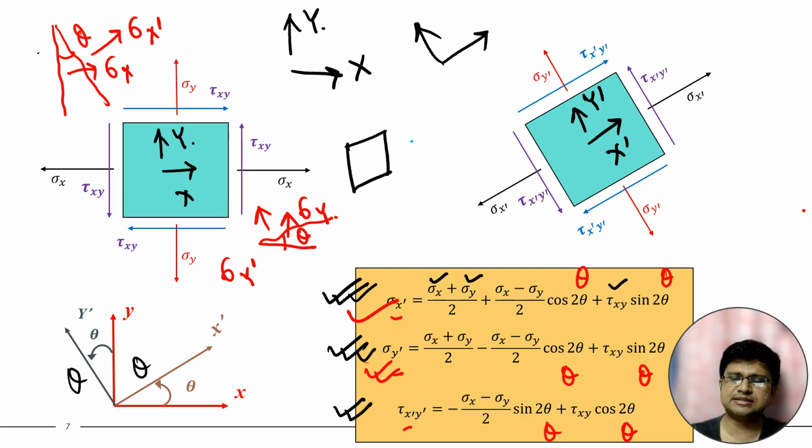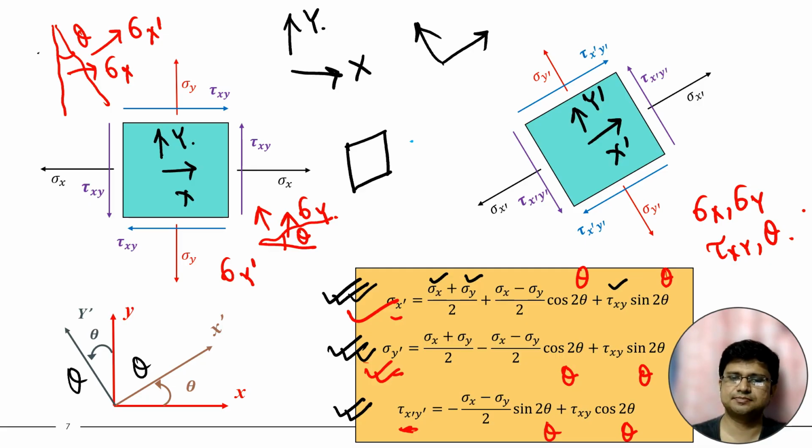And this is the equation of tau x dash y dash. So if we know the value of sigma x, sigma y, tau xy and theta, then we will get the value of normal and shear stress for any particular angle. For any particular plane, we can determine the value of normal and shear stress from these particular equations.